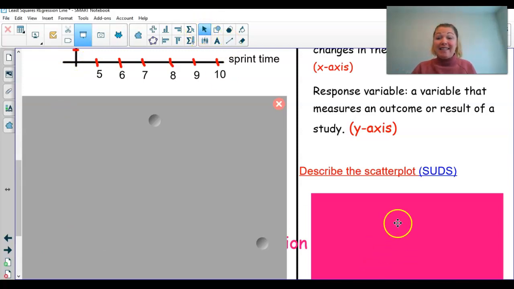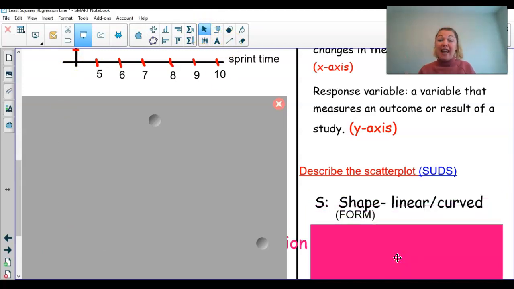S stands for the shape of the scatter plot, or some people call it the form of the scatter plot. What you want to look at is, if I drew a line through it, a line of best fit, like you learned in your algebra classes, would it be linear? Would it be straight? Or would it be more curved?